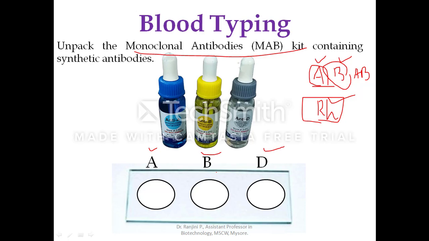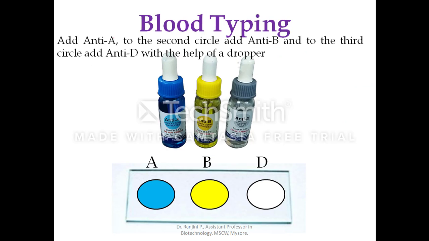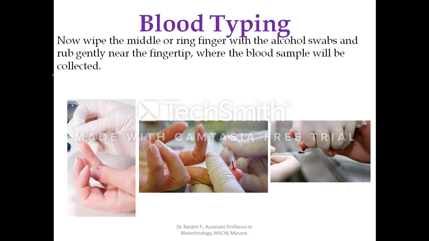Take out the kit containing the synthetic antibodies and keep them on your working table. Then add anti-A antisera to the circle labeled A, anti-B antisera to the circle labeled B and anti-D antisera to the circle labeled D. You are adding only one drop of the solution to each circle. After that, the person whose blood group has to be identified, you take their blood sample.